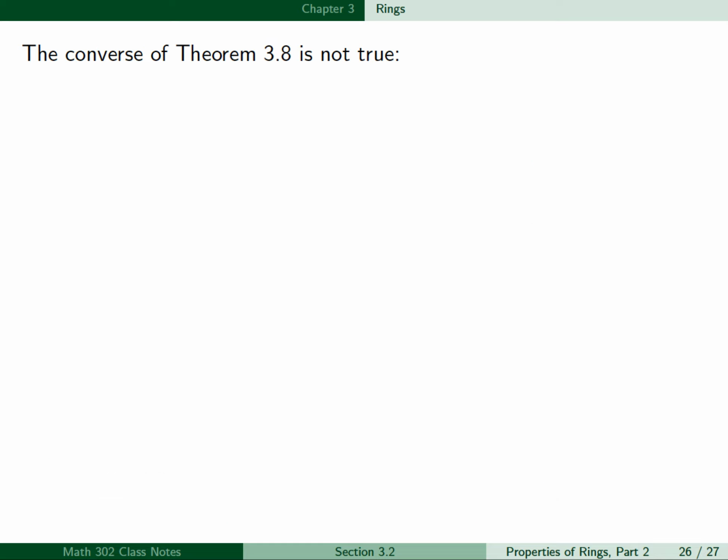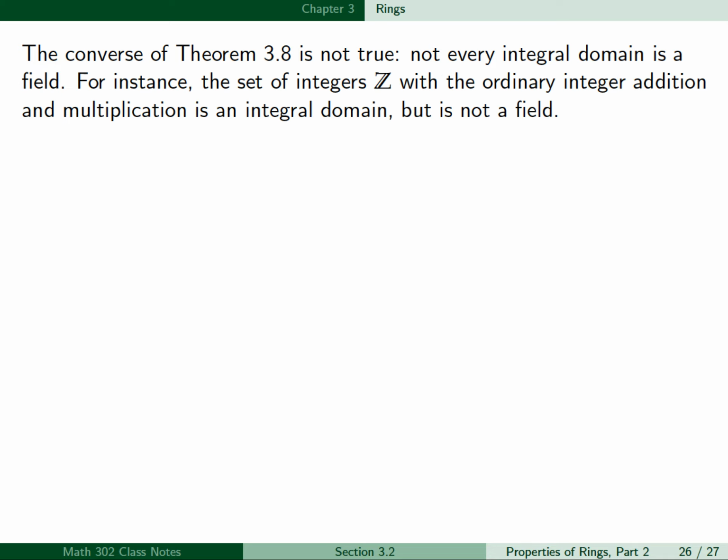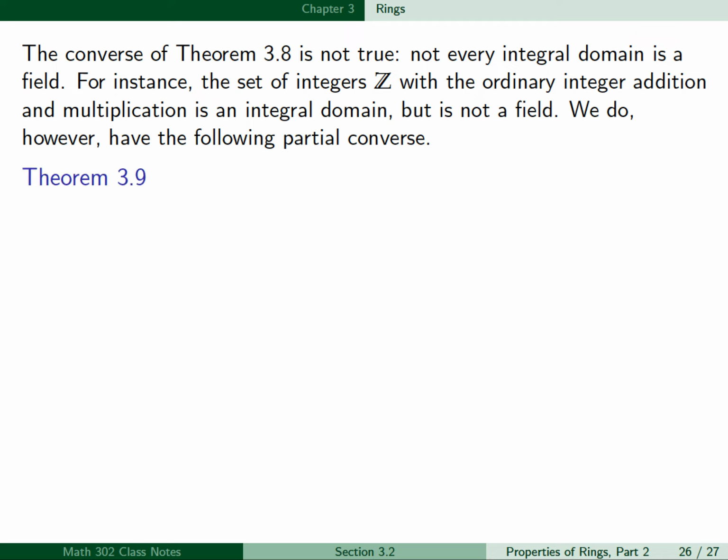Now, the converse of theorem 3.8 is not true. So every field is an integral domain, but not every integral domain is a field. For instance, the set of integers Z with the ordinary integer addition and multiplication is an integral domain, but is not a field. We do, however, have the following partial converse of theorem 3.8. And this is theorem 3.9, and this states that every finite integral domain is a field. So not every integral domain is a field, but the finite ones are.